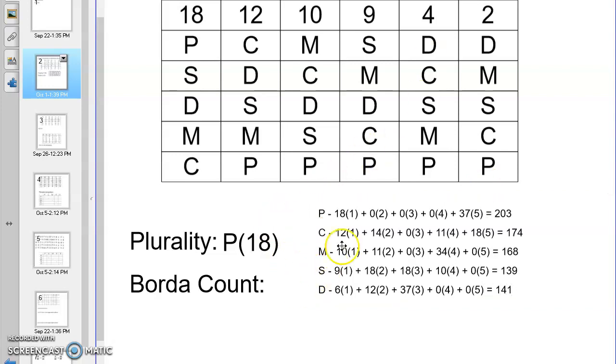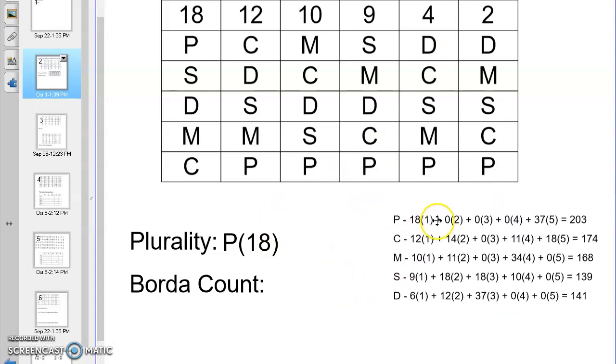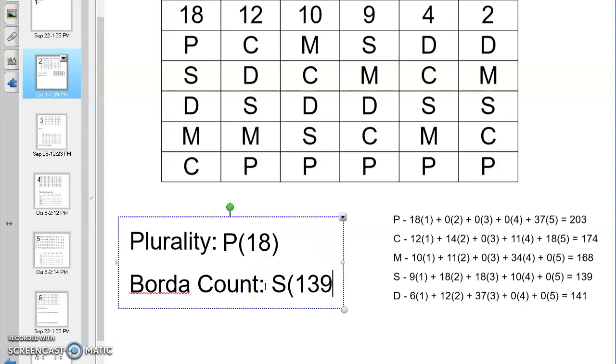So my Borda count is right here. Okay, and my winner is once again my lowest score. So it's going to be S with a score of 139. That's plurality and Borda count.